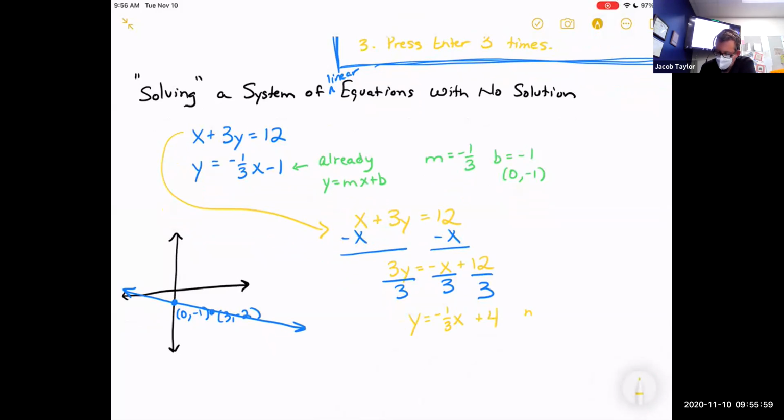So what is the slope of that equation? Negative 1/3, and the b value is, which means the y-intercept is (0, 4). Okay, so again, I'm going to estimate (0, 4) is up here-ish. And the slope of -1/3 means down 1 and over 3, which is going to be at (3, 3).